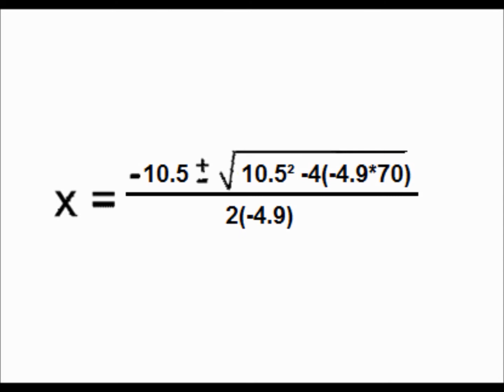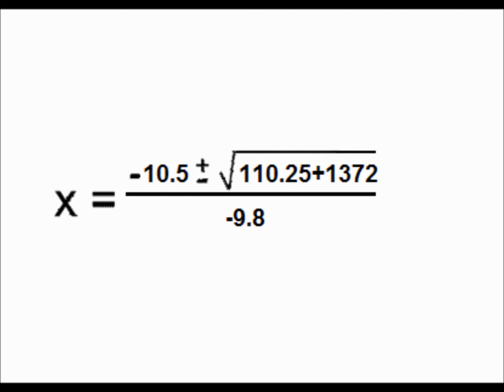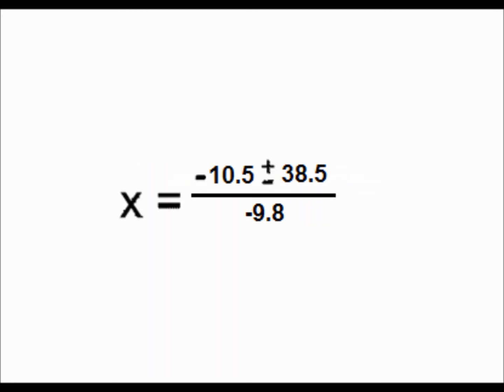First, we multiply negative 4.9 with 70. Then, we'll multiply it by negative 4. This gives us 1,372. We also square 10.5, which gives us 110.25, and multiply negative 4.9 by 2, which gives us negative 9.8. After adding 110.25 and 1,372, we square root this value, which gives us 38.5. We choose to subtract this value from negative 10.5. Then, we divide it by negative 9.8.